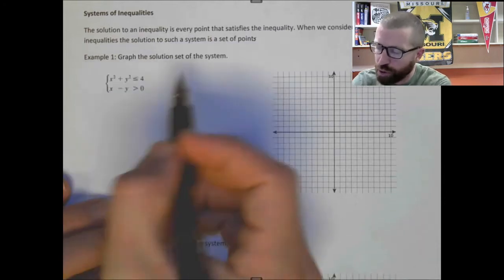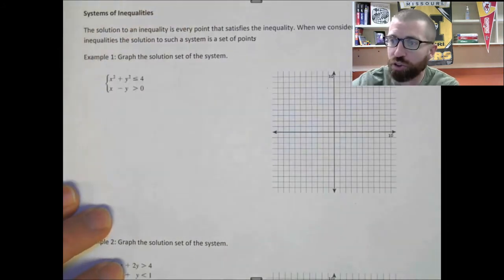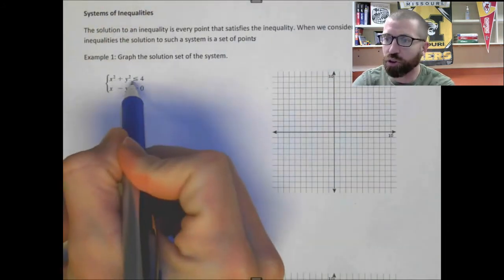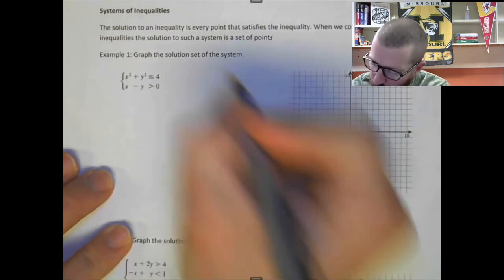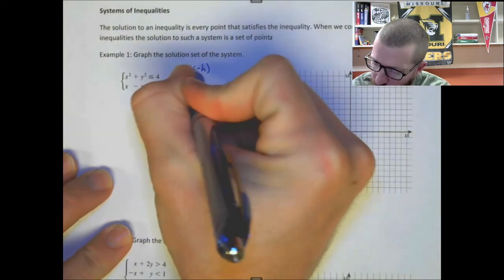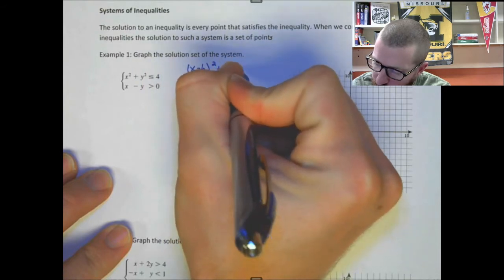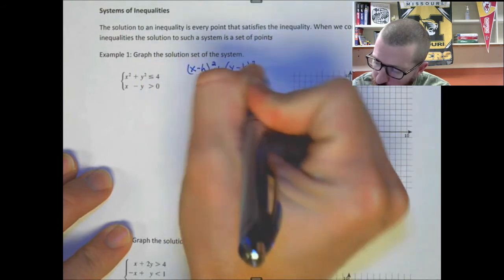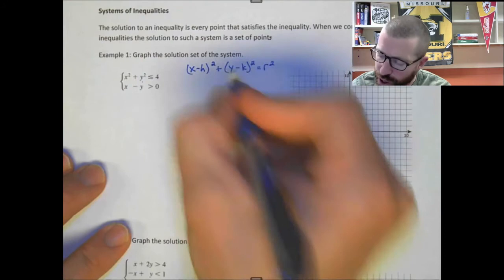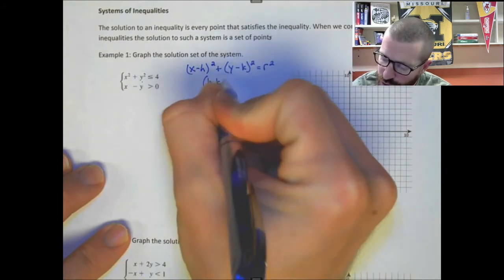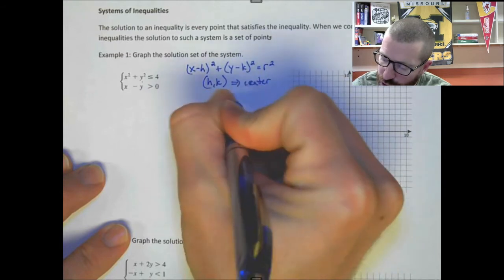So first, we want to graph the system. We're going to graph these one at a time. And you'll want to notice that this is the form of a circle. Let's talk about that just real quick over on the side. We'll put it right here. So if an equation is in this form where it's squared and then plus, and then squared, and it's equal to a number like this is, it's a circle, and (h, k) is the center, and then r is the radius.